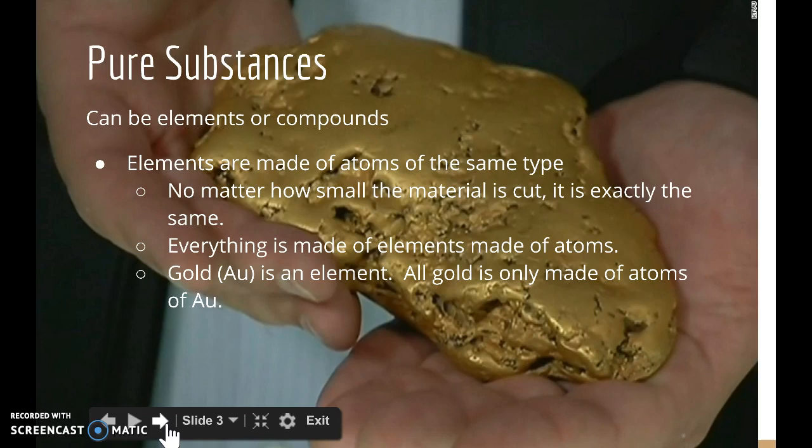Gold is a good example of that. Gold is an element. It is abbreviated with the letters capital A, small u. When you break apart gold and you cut it smaller and smaller and smaller, there is nothing else in gold other than that atom of Au. Doesn't matter how you break it, if it is pure gold, it is all Au.